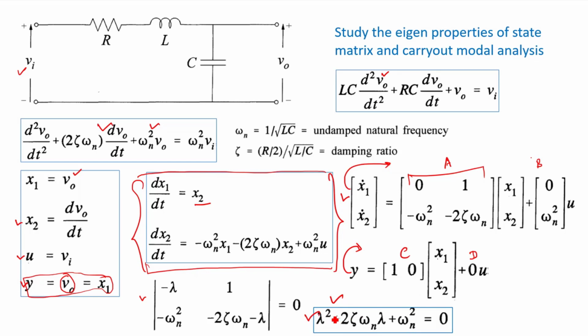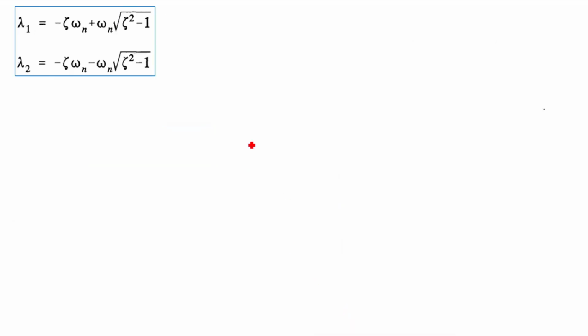So now this is a very well-known equation, also known as the characteristic equation, and the roots of the characteristic equation will give us the values of the eigenvalues. So here we will get two eigenvalues. One is lambda 1, equal to minus zeta omega n plus omega n square root of zeta square minus 1, and lambda 2 will be equal to minus zeta omega n minus omega n square root of zeta square minus 1.